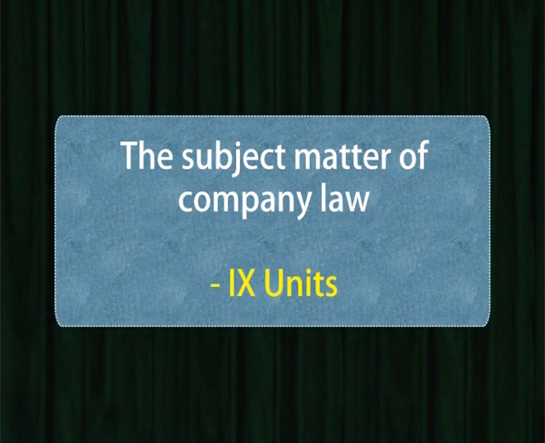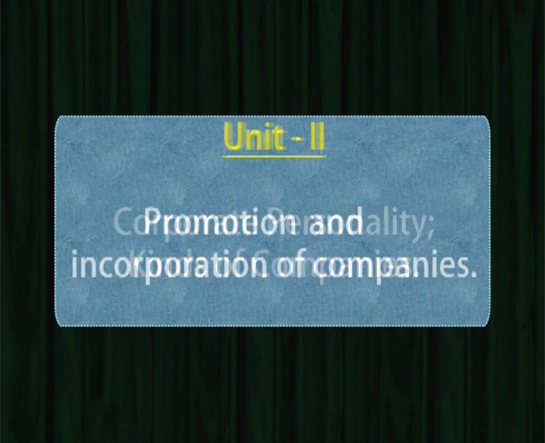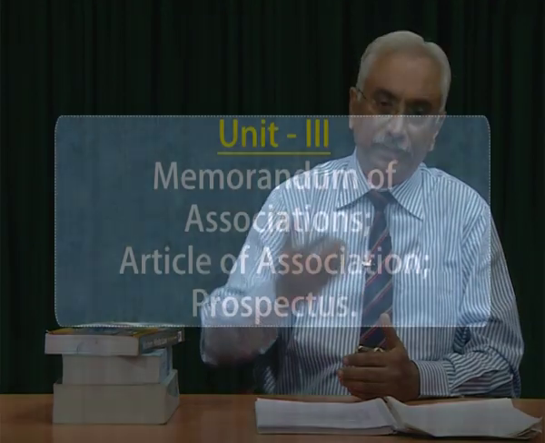The subject matter of company law is very vast, but if we see it from the syllabus point of view, it has been divided into 9 units. The first unit contains corporate personality and kinds of company. Unit number 2 deals with the promotion and incorporation of companies. It will include the role of the promoter, what are the documents which are required for promoting a company, what is the certificate of incorporation and what is the certificate of commencement of business.